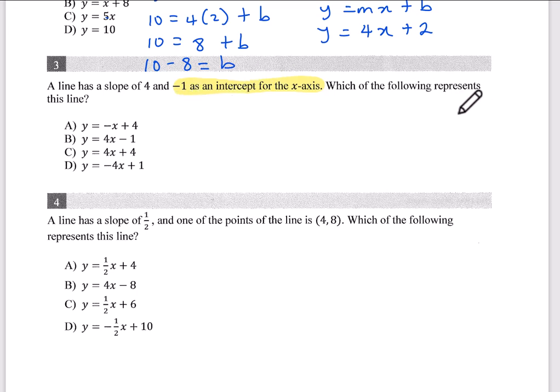So let's put up something like a sketch so that you don't have a graph. It has an intercept of -1. The line has a slope of 4 and -1 as an intercept for x. So where do we have -1? I think around here, right? So at this point, y will be 0. So it should be something like this, right?